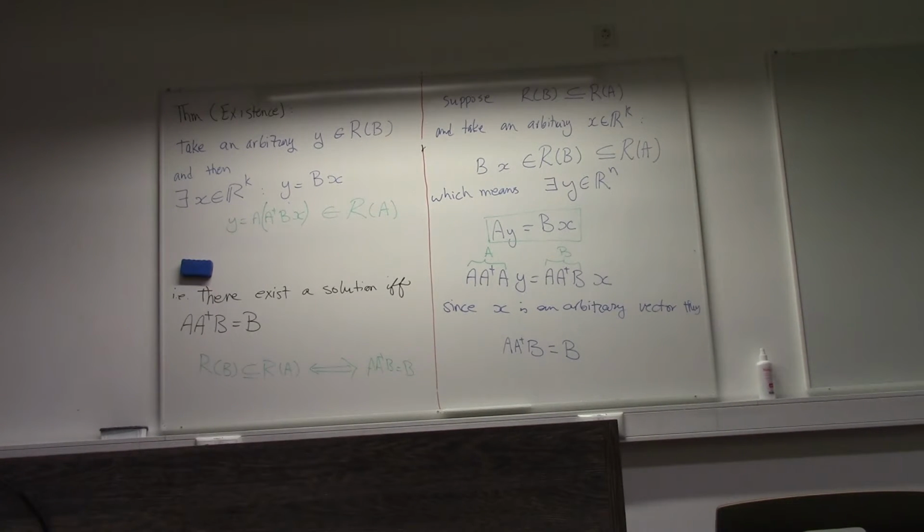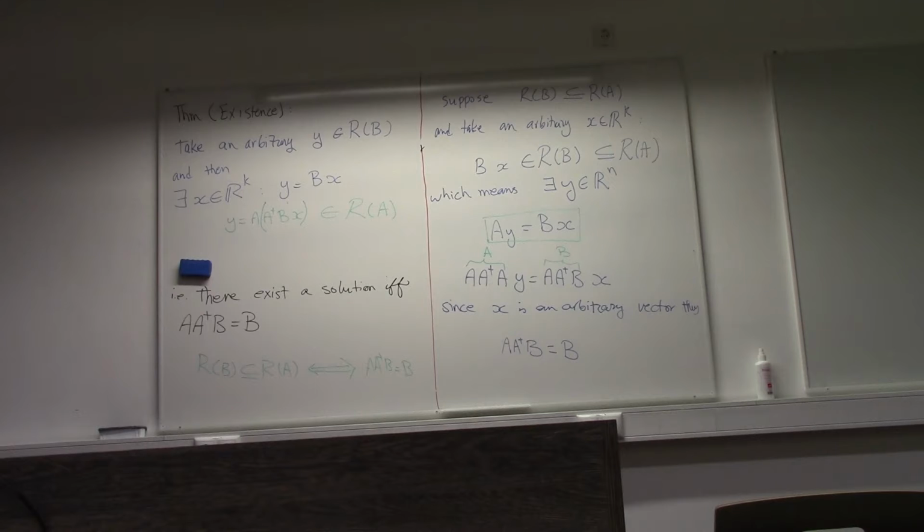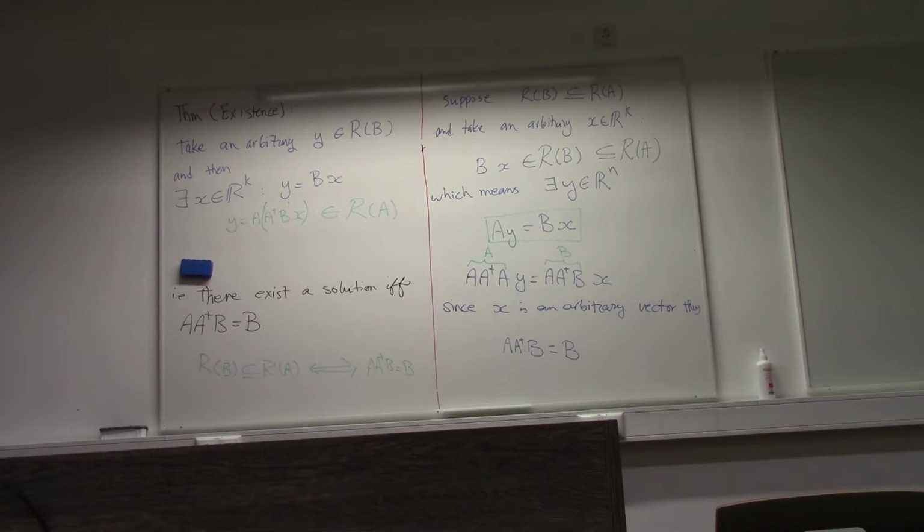So in the matrix linear equation, there exists a solution if AA⁺B is equal to B. And we want to use it in our next statement. Any question regarding this proof?